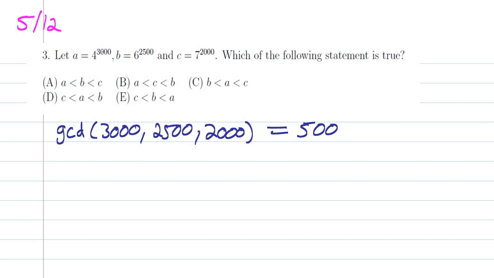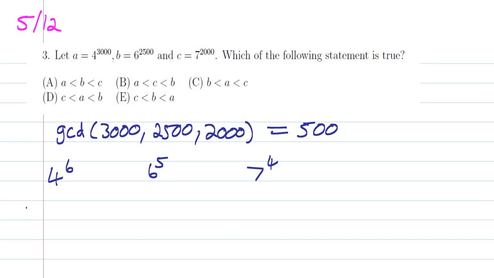So what I'm going to do is I'm going to divide each exponent by 500. So this is going to become 4 to the power 6. This is going to become 6 to the power 5. And this is going to become 7 to the power 4. Alright? So no need to deal with big numbers. We take each exponent and we divide it by 500. So if we can order these numbers, then we can order those numbers.